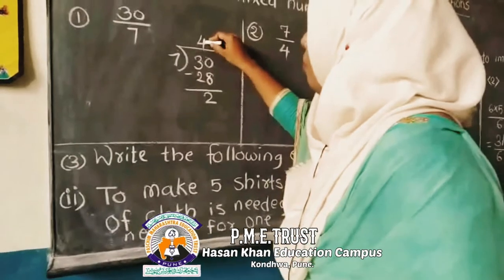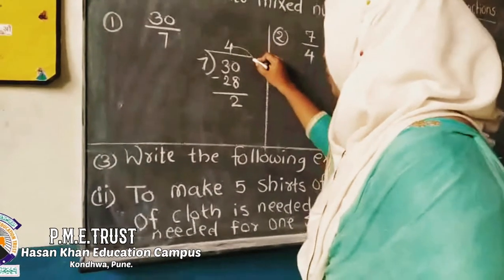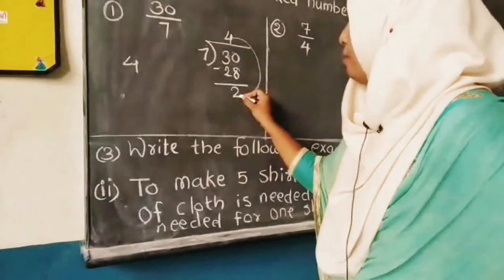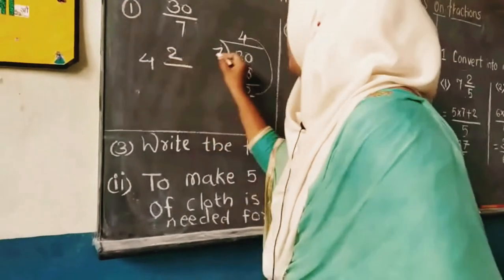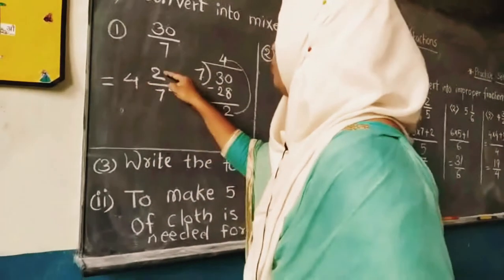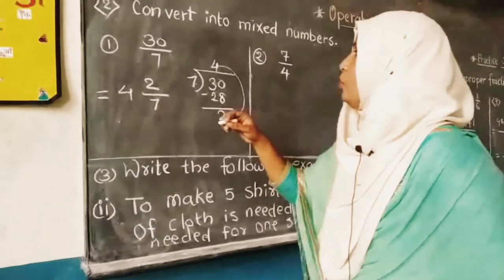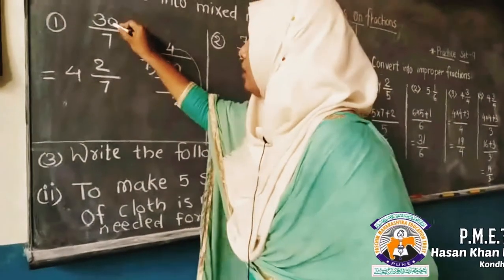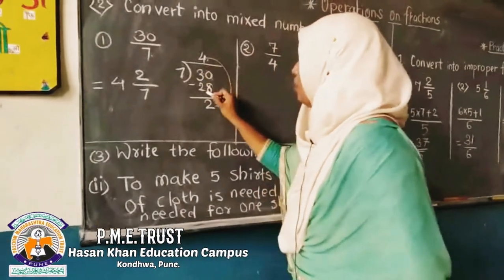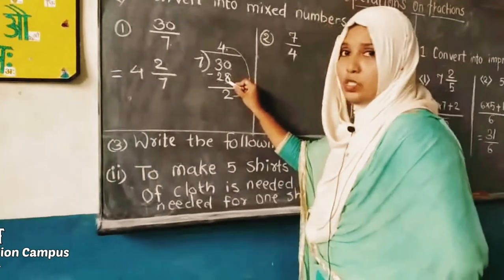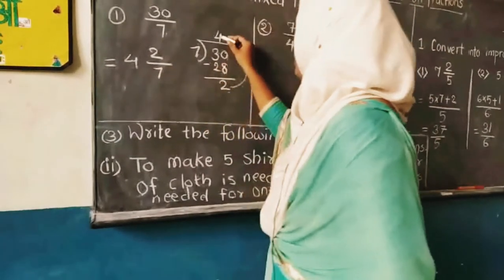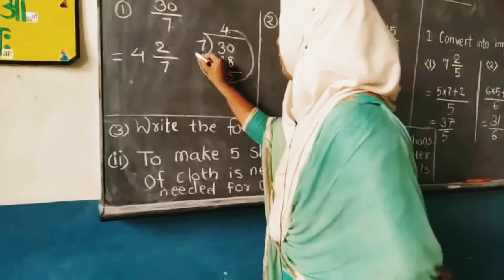See here how to write the mixed number. First you have to start from this circle. Okay. Then 4. Here write 4. Then remainder is what? 2. And divisor is what? 7. This is 4, 2 by 7. Okay. What you have to do? Firstly, you have to divide the 30 by 7. 7 4s are 28. 30 minus 28, how much remaining? 2. And here write this 4, 2 and then after 7.